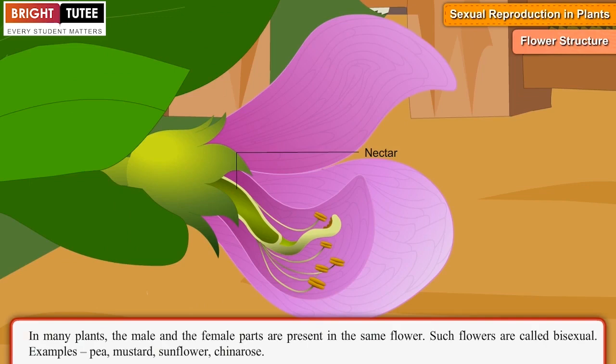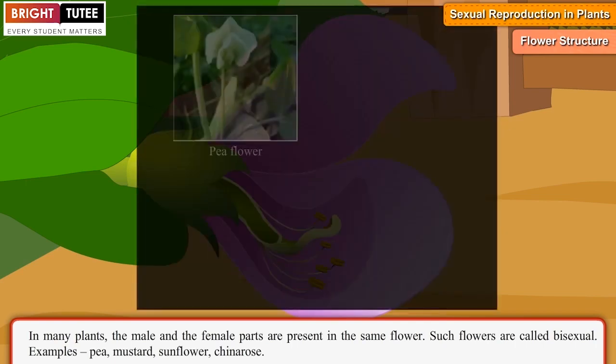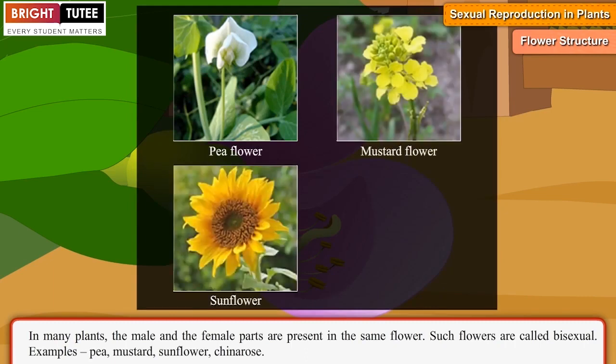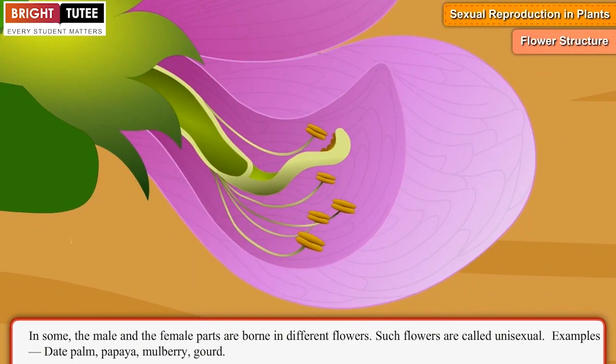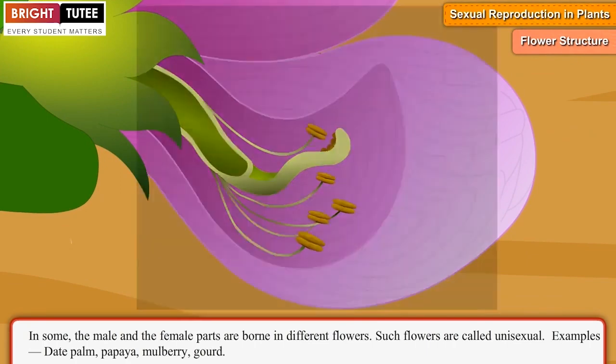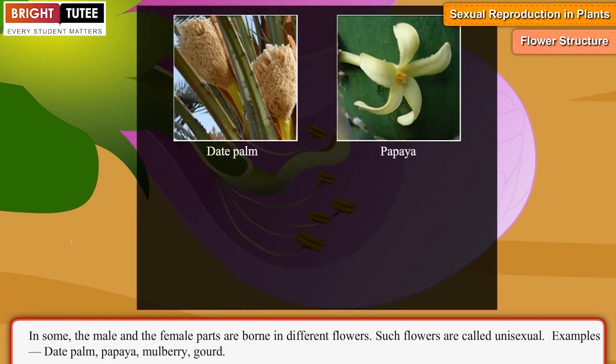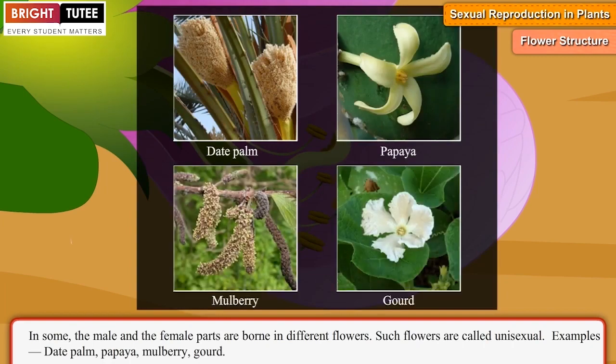In many plants, the male and the female parts are present in the same flower. Such flowers are called bisexual. Examples: pea, mustard, sunflower, China rose. In some, the male and the female parts are borne in different flowers. Such flowers are called unisexual. Examples: date palm, papaya, mulberry, gourd.